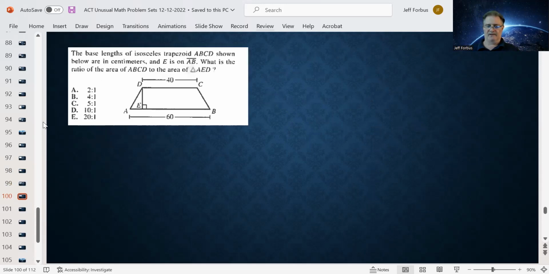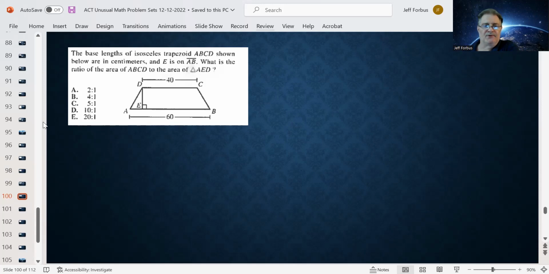Okay, so we've got a trapezoid here, and it tells us the base lengths of isosceles trapezoid ABCD, shown below, are in centimeters, and E is on AB. What is the ratio of the area of ABCD to the area of triangle AED? Okay.